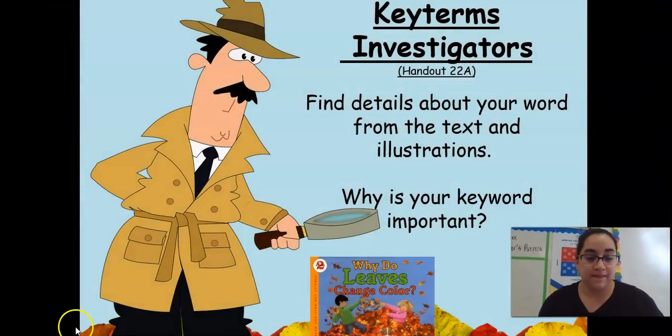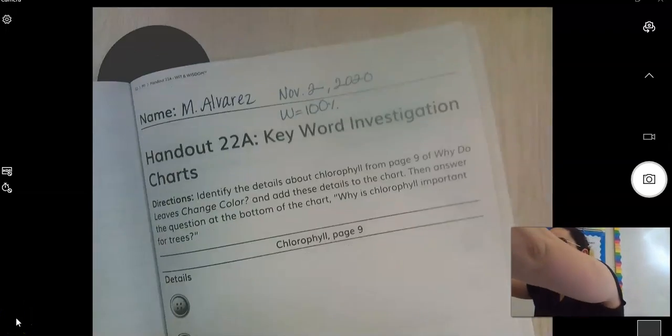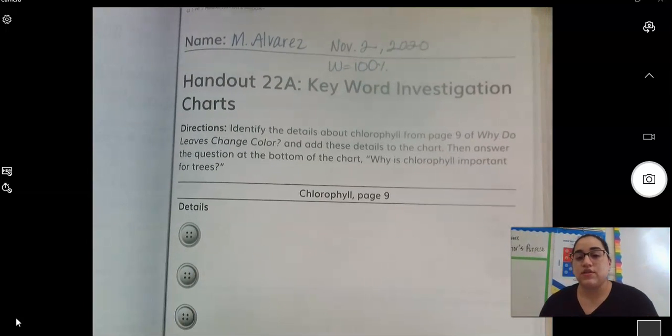At this time, now that you have your assignment, make sure that you're writing your name, date, and goal. So we are November 2nd. I'm still shocked, guys. We're already November. And your goal is 100%. So it's handout 22A, November 2nd, 2020, and your goal is 100%.